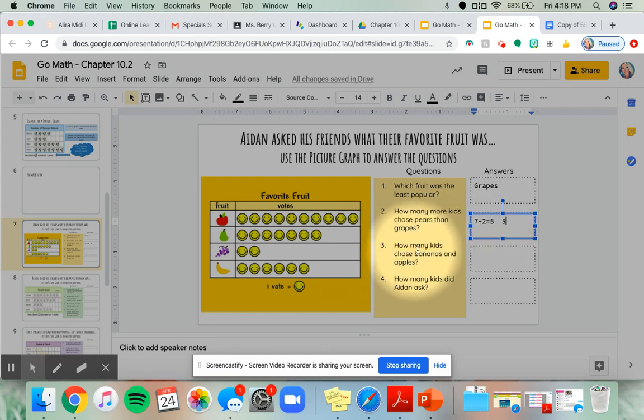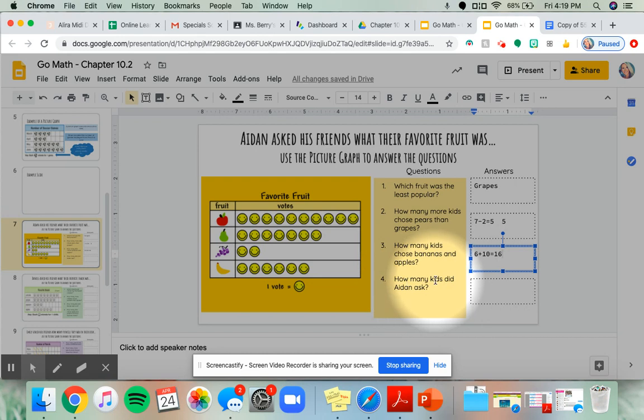Number 3, how many kids chose bananas and apples? So I want to know how many altogether. I have 6 bananas and 1, 2, 3, 4, 5, 6, 7, 8, 9, 10 apples. So 6 plus 10, that gives me 16.